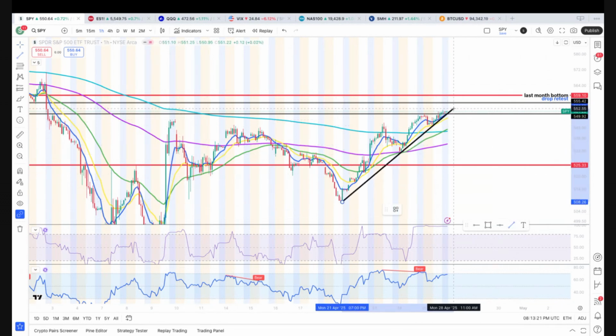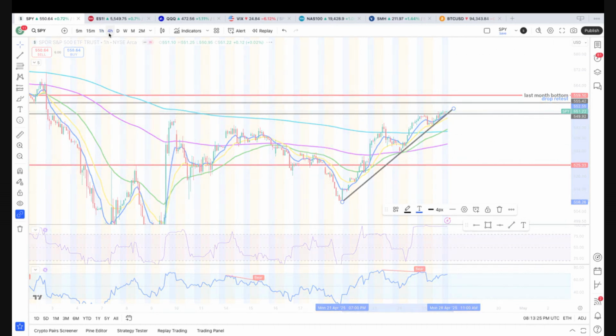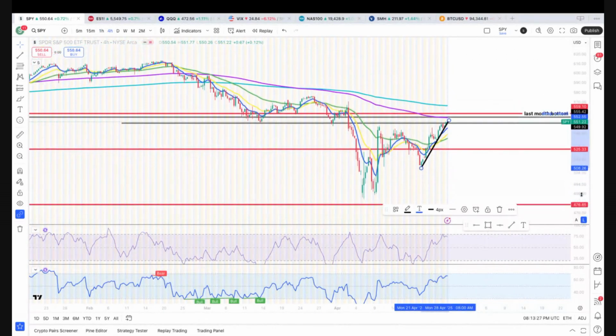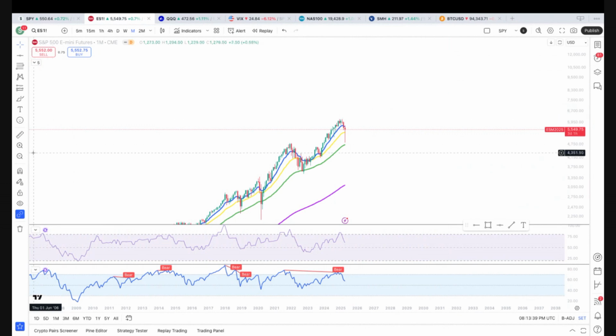Because a 1 hour only takes 1 hour to create. So I put this trend line here. It makes sense on the 4 hour too. A break of this trend line would give you more confirmation to retest the last support area, which I would put around 525. All right, so let's look at ES and see.